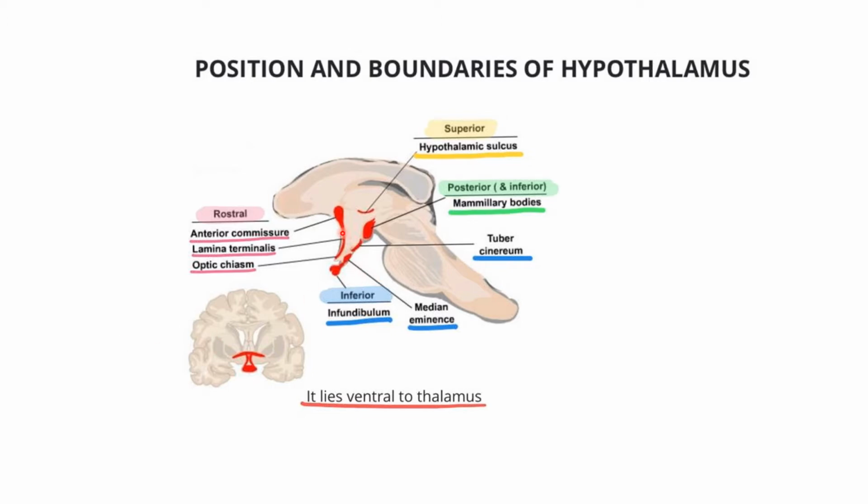And then there is the lamina terminalis, which is a thin sheet of gray matter, and it attaches to the optic chiasm. And then inferiorly, there is the infundibulum and the pituitary gland. Posterior to it, as you can see clearly here, is the midbrain. So right in front of it, there is the hypothalamus.